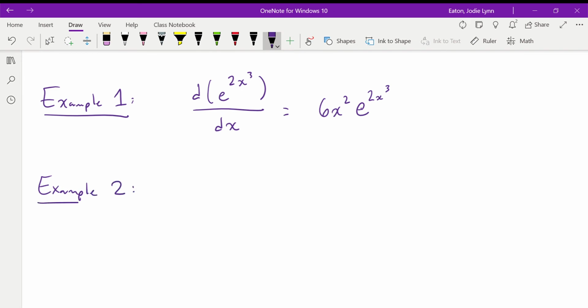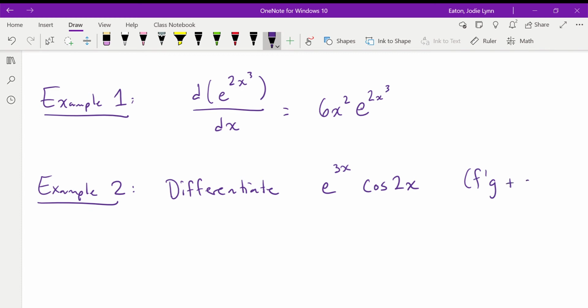Example 2, we're going to differentiate e to the 3x times cosine of 2x. This is a problem we have to unravel a bit, because we're multiplying e to the 3x times cosine 2x, so it's going to involve a product rule, but each of our derivatives is also going to involve a chain rule. So we're going to do f prime g plus g prime f.